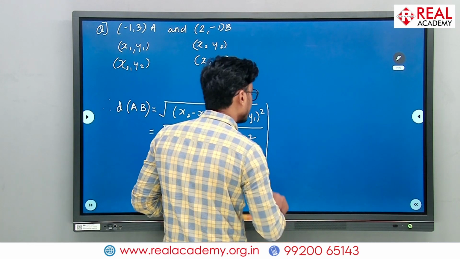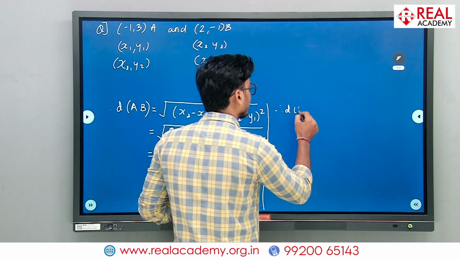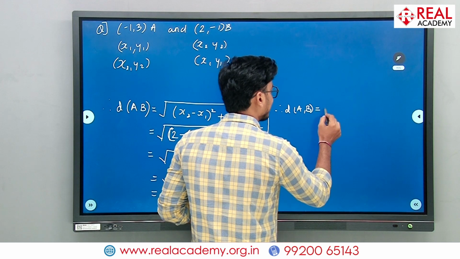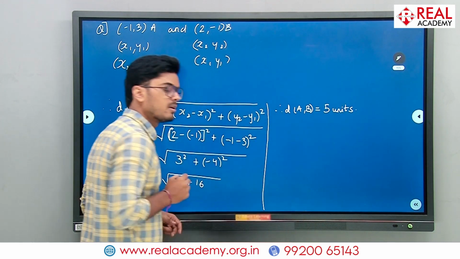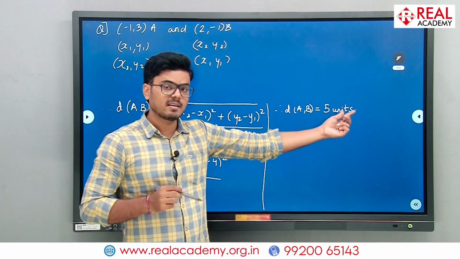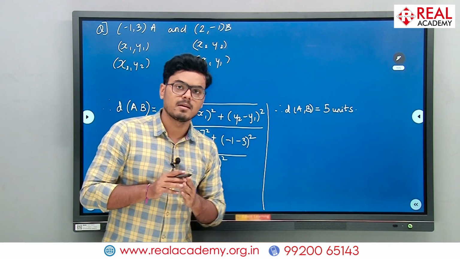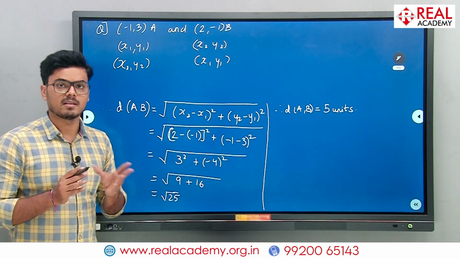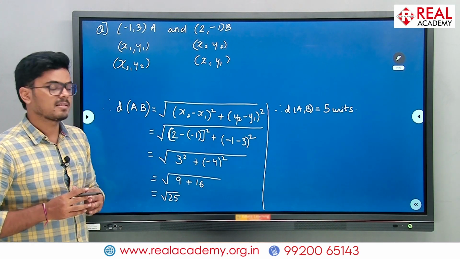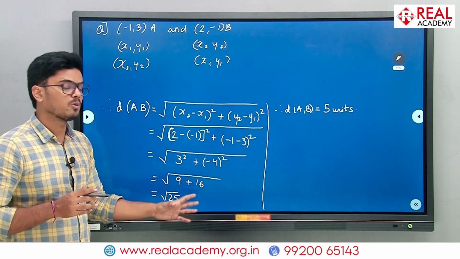So the distance between points A, B can be given as 5 units. Okay, this is how the formula works. Now unit, it can be anything. It depends on what you are considering on the graph paper. So it can be in centimeter, it can be in meter, anything. So this is the distance between points A and B. This is how you calculate it.